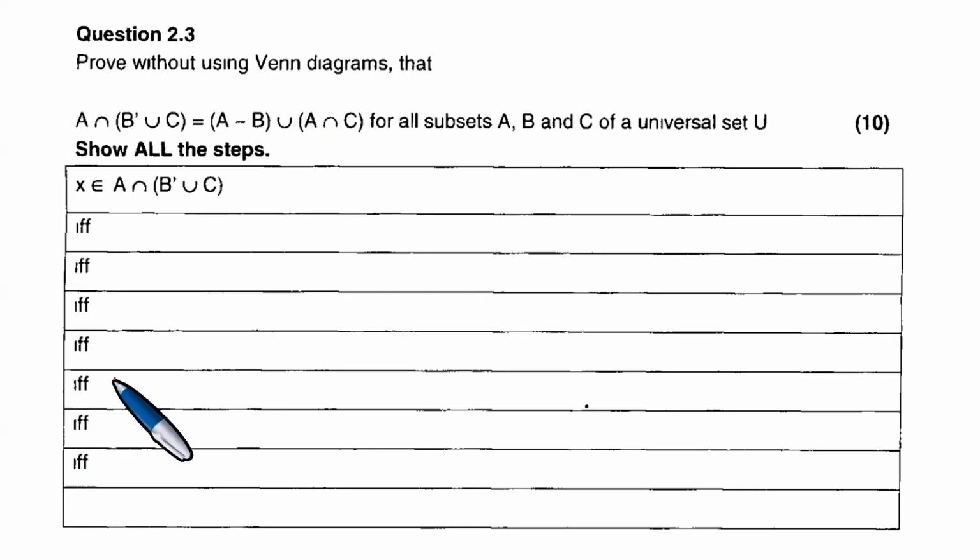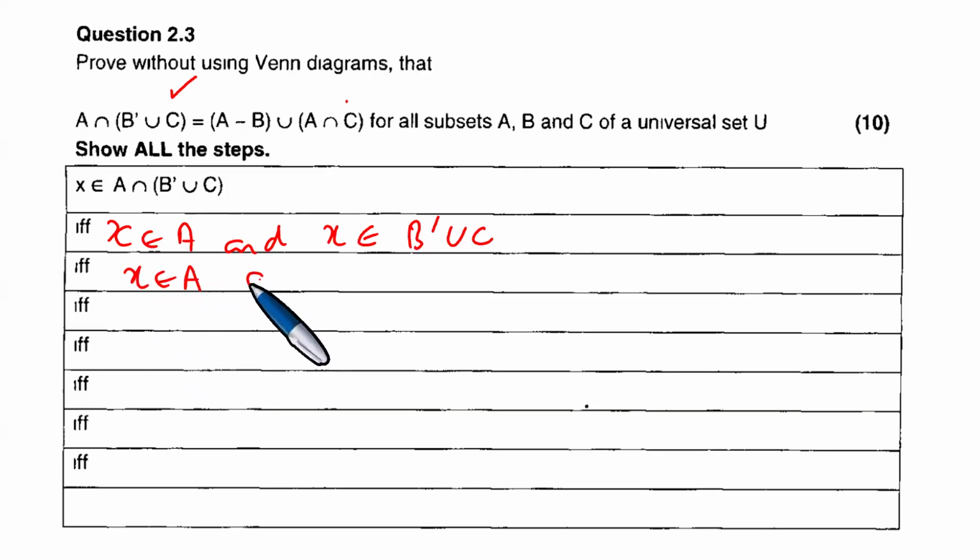Let us start. To start this, you say X is an element of this. You start with X that is an element of that, and we show that X is an element of this if and only if this is the case. So X that is an element of this would mean X is an element of A, and X is an element of B complement union C.